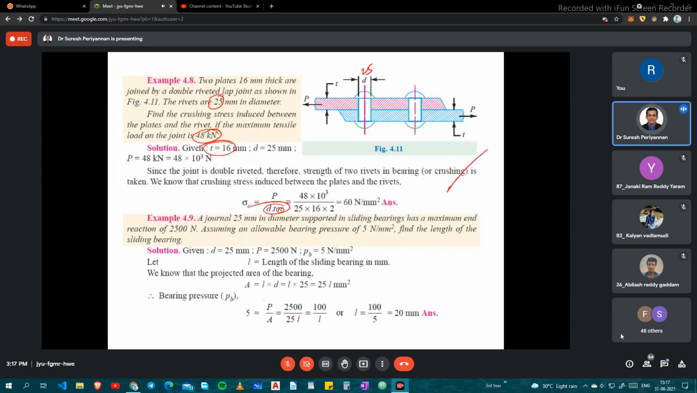Now come to another problem. A journal of 25 millimeter diameter supported in sliding bearings has a maximum end reaction of 2500 Newton, and assume the allowable bearing stress is 5 Newton per mm squared. Find the length of the sliding bearing. This is our bearing, and this is the journal.